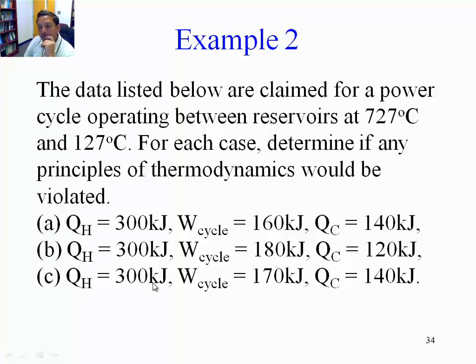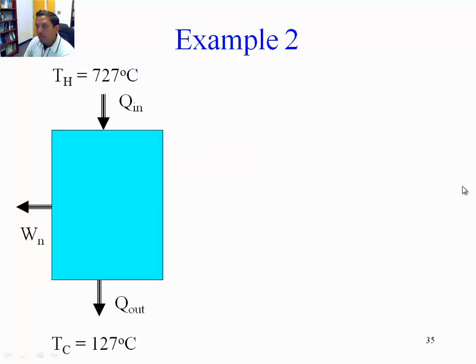of power, or work. In case C, the system apparently absorbs 300 kilojoules of energy from the hot temperature reservoir. It rejects 140 kilojoules of energy to the cold temperature reservoir, and in the process of doing so, it produces 170 kilojoules of work, mechanical work. So the first thing, illustrate the cycle. The cycle is absorbing energy from a hot temperature reservoir at 727 Celsius, and it's rejecting it to a cold temperature reservoir at 127 Celsius, and in the process of doing so, it generates work.